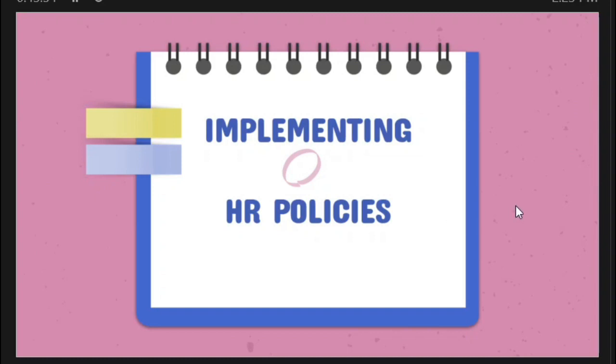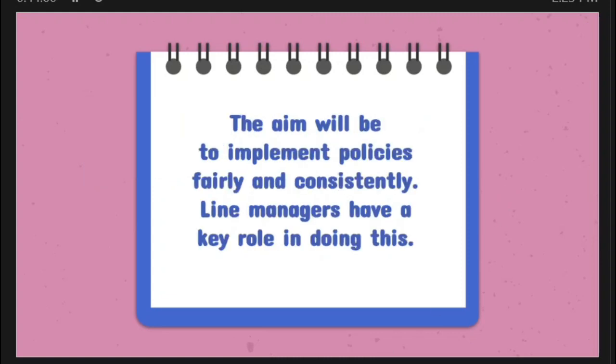Now let's talk about implementing HR policies. The aim will be to implement policies fairly and consistently. Line managers have an important role in doing this. It is they who will be largely responsible for policy implementation.